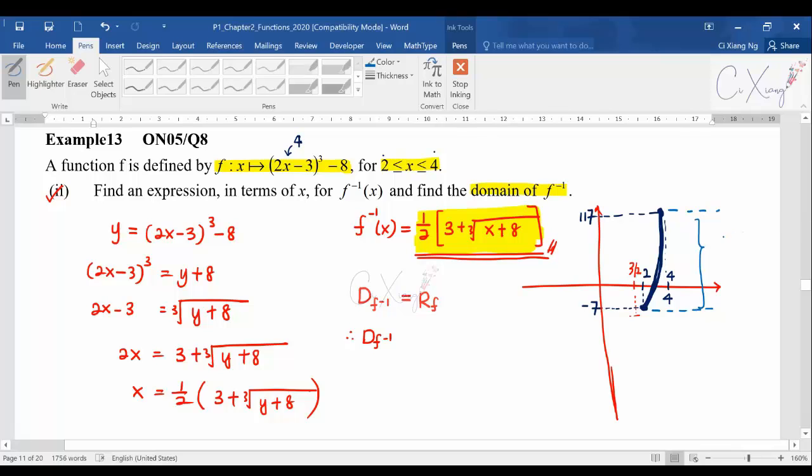Correct or not? So this is the range of f, which is from -7 until 117. Therefore, this range of the function is equal to the domain of the inverse function. So when you write it out, you need to use the number, which is -7 until 117, because for domain, we are always talking about x, value of x. Therefore, you cannot write the y here, you have to keep it as x. So this is the domain for inverse function f.